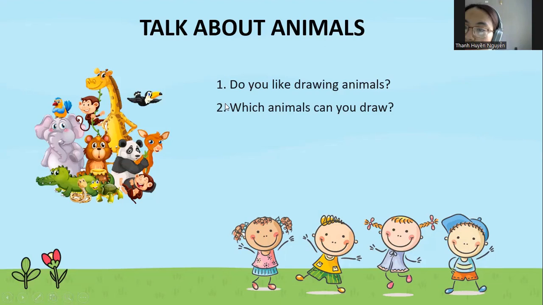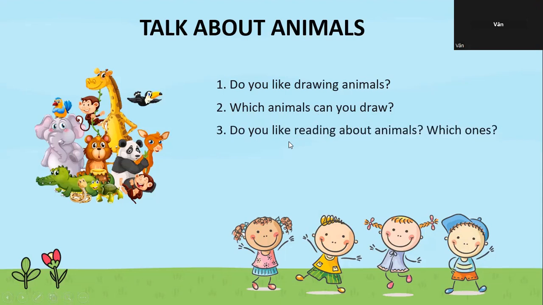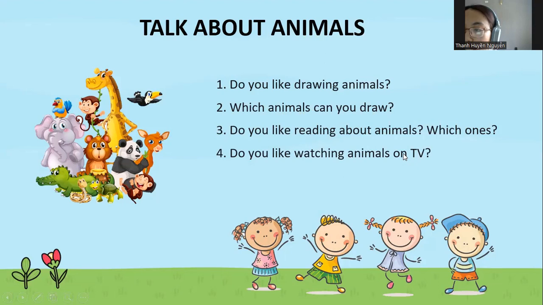The next one: which animals can you draw? It's a duck. It's easy to draw, right? Okay. So next one, do you like reading about animals? Yes, I do. Okay, which ones? About elephants and white animals. Okay. Maybe it's hard to read about them. There is some information that you can read about them, right? Okay. Do you like watching animals on TV? Yes, I do.